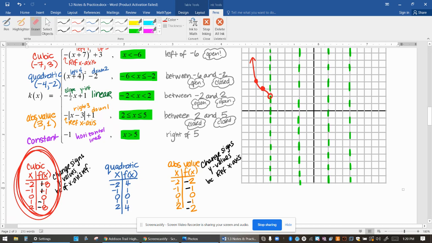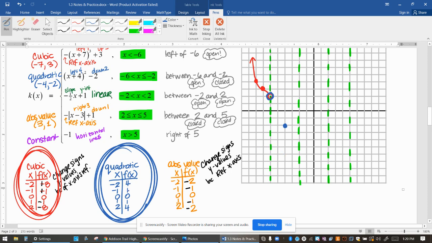Okay, next I have my quadratic. It was shifted left 4 and down 2, so that's my new origin, and so that's my new 0, 0. So now I'm going to go ahead and use the table of values for the quadratic. I'm going to go left 2, up 4. But remember, if it lands on a dashed line, you have to go back to your domain and ask yourself, was it supposed to be open or closed? For the quadratic, they wanted open if it landed on the -6.